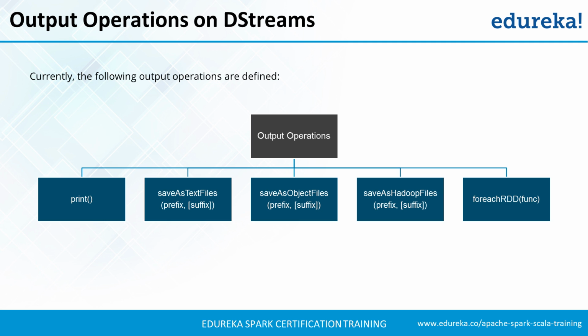Now, if I talk about output operations, these are the ones which are supported. We can print out the value. We can use saveAsTextFile. When we use saveAsTextFile, it saves into your HDFS. If you want, you can also use it to save in a local file system. You can save it as an object file also. You can save it as a Hadoop file, or you can also apply the foreachRDD function.